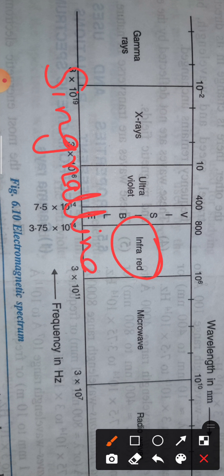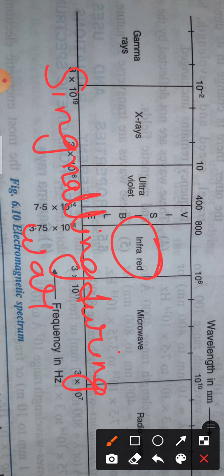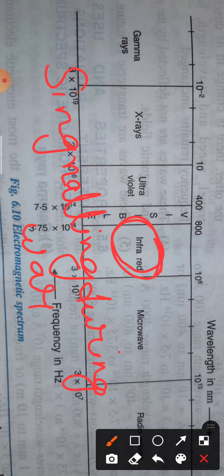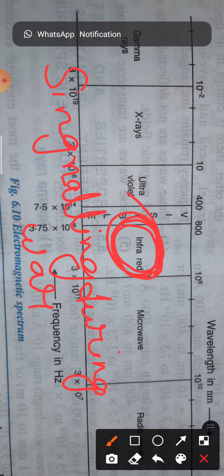Signaling during war. Why? You know that in war there is fog and dust everywhere. If you use normal rays or UV rays or visible light, they all can scatter. But infrared light is scattered least, and they cannot be absorbed much in the medium. So that's why they are used in signaling during war.